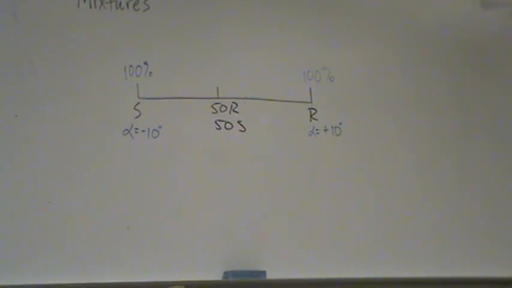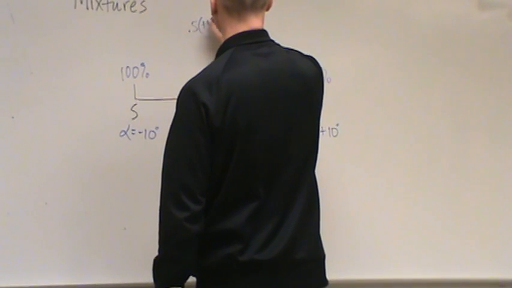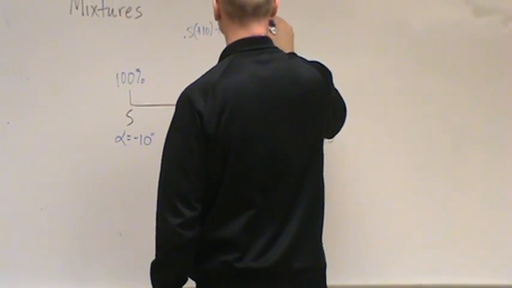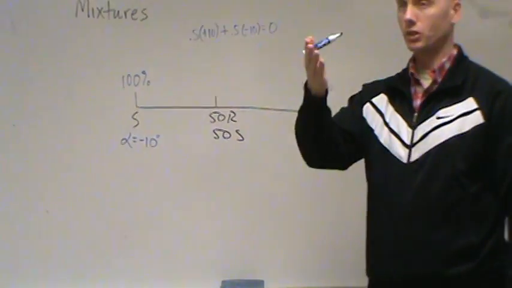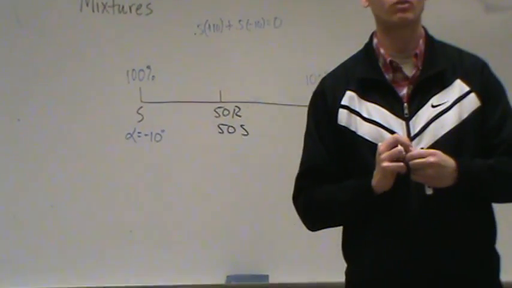If you do the math real quick, what do you think the alpha value comes out? 0. It's going to rotate one way and rotate back. What do you think? 0. Okay. So you can do the calculation. 0.5 times plus 10 plus 0.5 times minus 10, you get 0. Or you can, like you said, I got equal amounts so they cancel each other out. That's exactly what's going on.